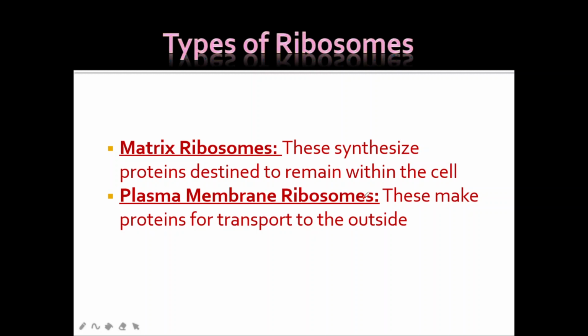Now, plasma membrane ribosomes make proteins for transport to the outside. These ribosomes are for transportation. They transport the protein synthesized by the cell itself to the outside of the cell. So, these are the two types of ribosomes, matrix ribosomes and plasma membrane ribosomes.